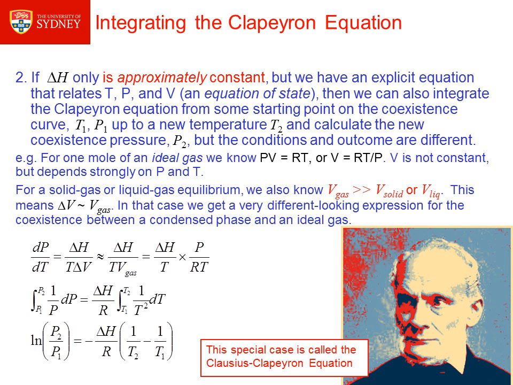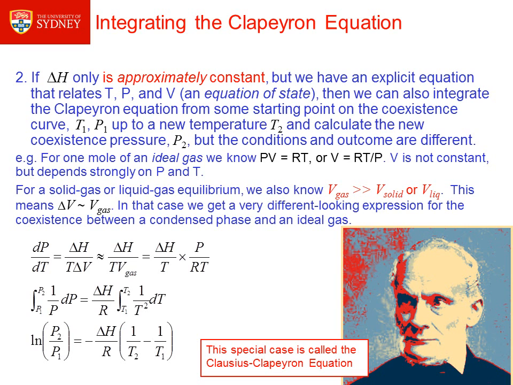For example, for 1 mole of an ideal gas, we know PV equals RT, or V equals RT over P. V is not, however, constant now, but depends strongly on P and T. So for a solid-gas or a liquid-gas equilibrium, we also know that the volume of the gas is much greater than the volume of the solid or the liquid. This means we can approximate delta V to just the volume of the gas.